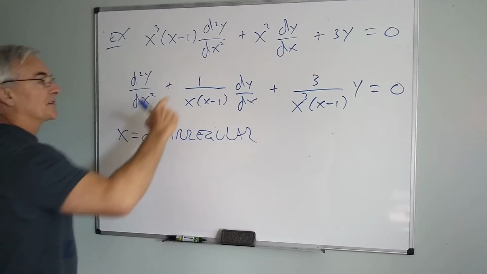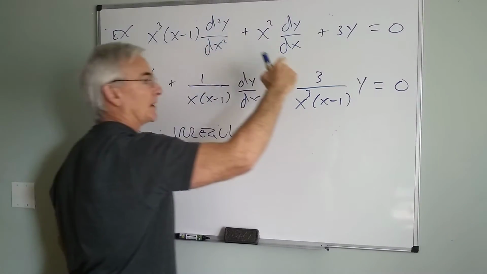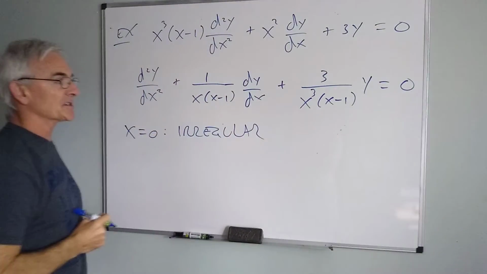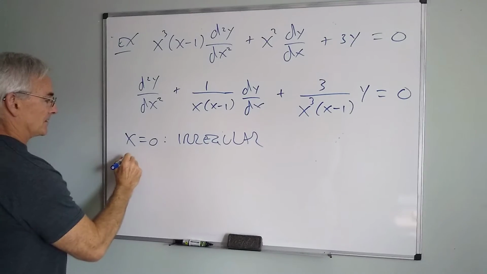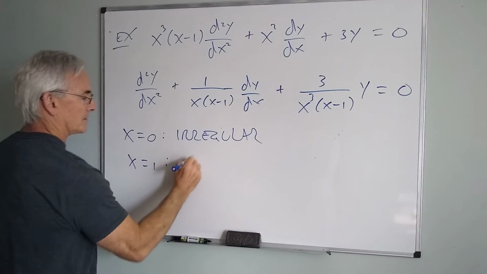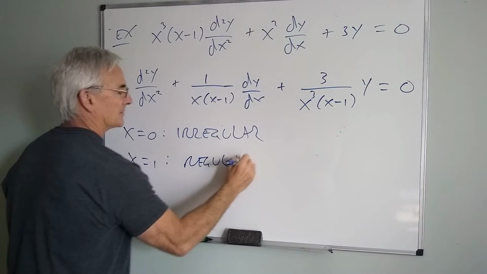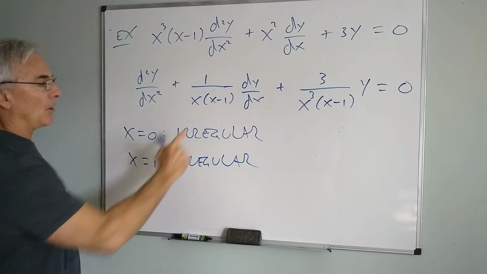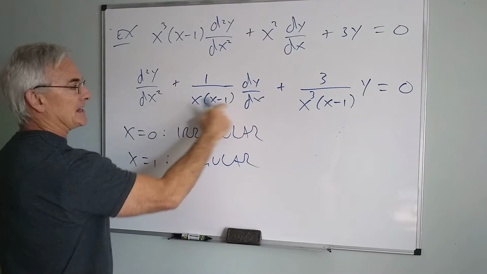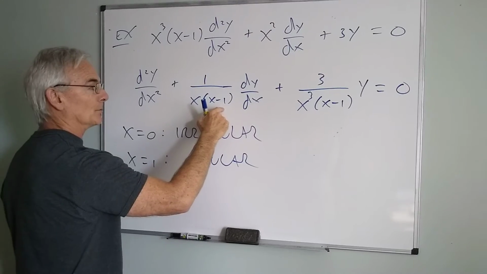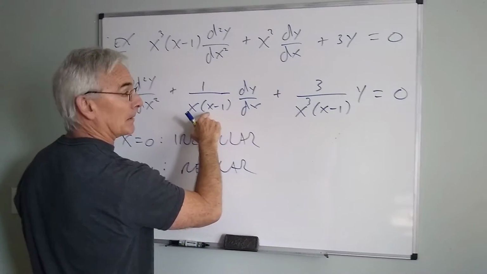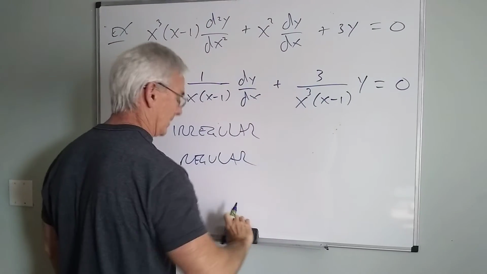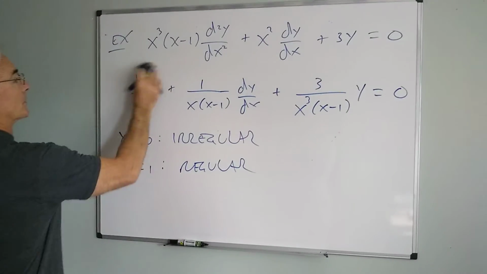Now if I multiply this one by x minus 1 and this one by the square of x minus 1, the x minus 1's would be eliminated, so x equals 1 is a regular singular point. Again, all I really have to do is look at the exponents. If these exponents are less than 2, then I'm okay. If these exponents are less than 3, then I'm okay. Now let's do another example.